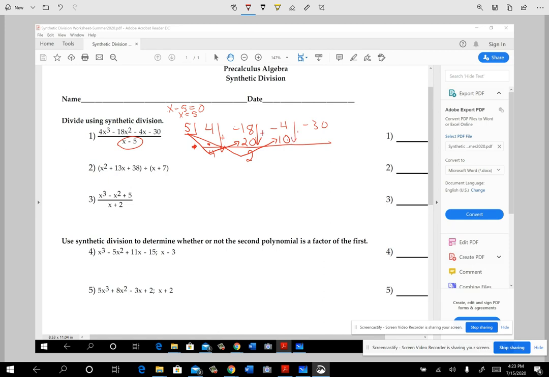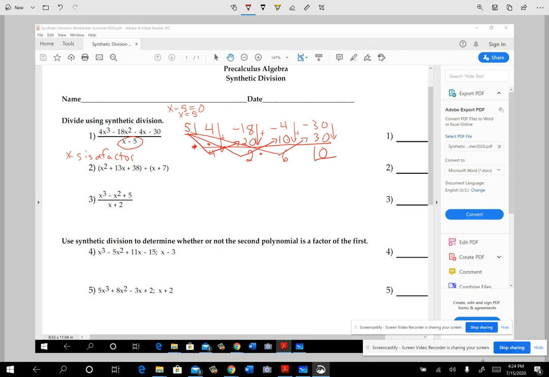And then we're going to add straight down. -4 plus 10, that's 6. Then we're going to multiply by 5. 5 times 6, that's 30. I'm going to write it right here. And a -30 added to a +30 gives me a remainder of 0. So that remainder of 0 means x minus 5 is a factor of the polynomial on top. It is a factor. It went in there evenly.